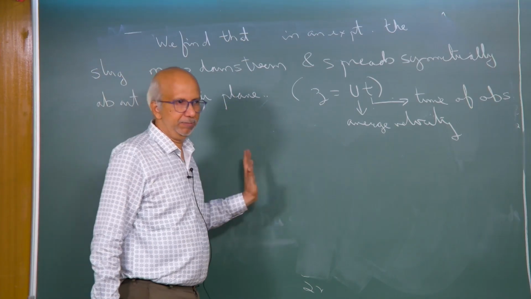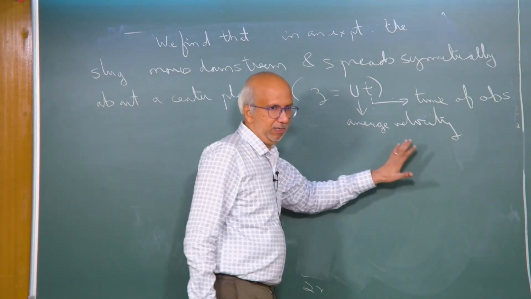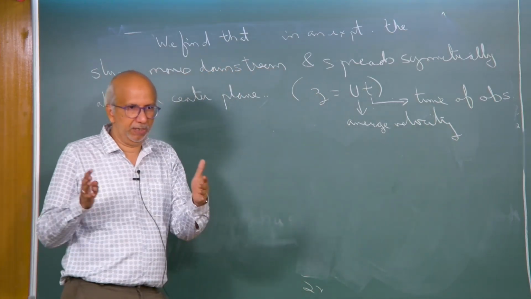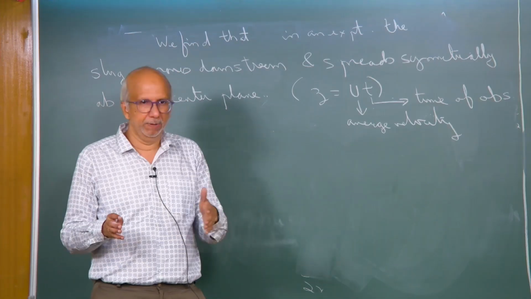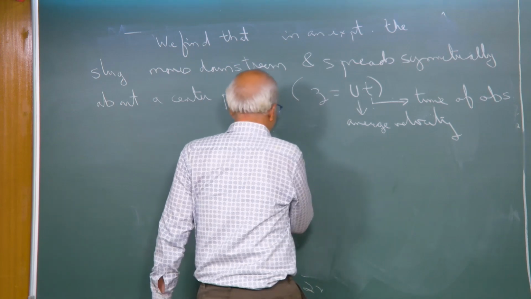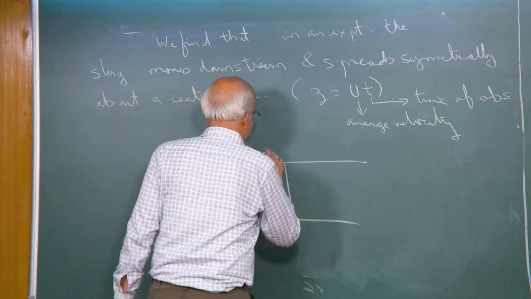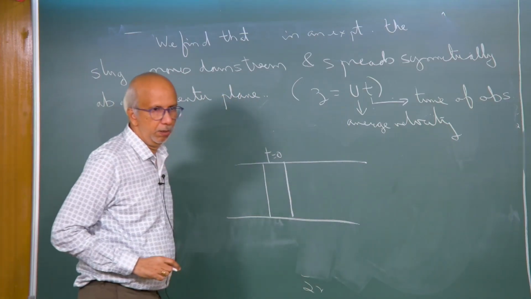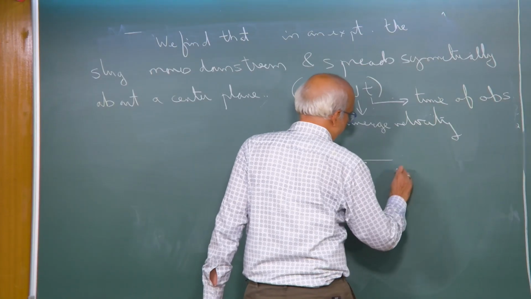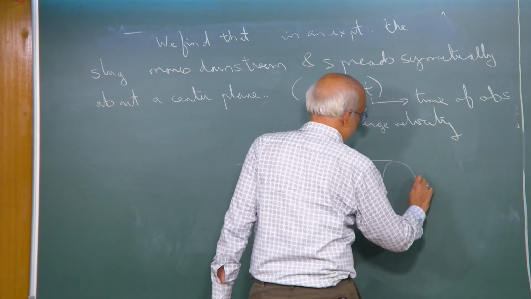So, at time t equal to 0, my slug is here. At a later time, the slug has moved. What is the distance it has moved? Average velocity multiplied by time. Okay, and at that point, the slug would have changed. It won't remain flat. We'll come back to that. What I'm saying is, this is the slug at t equal to 0. If you wait for a sufficiently long time, this would have moved further down and it would be something like this.